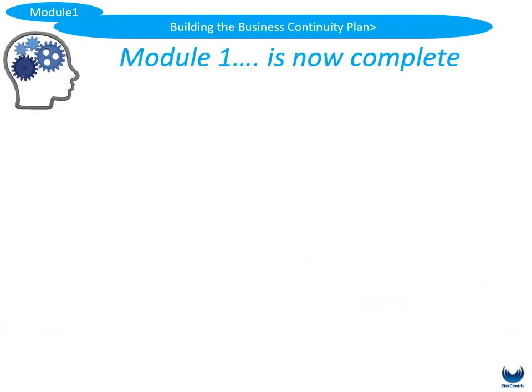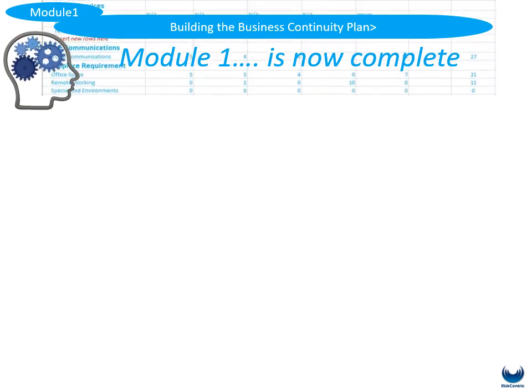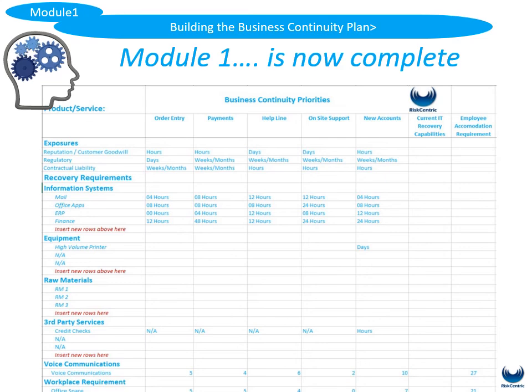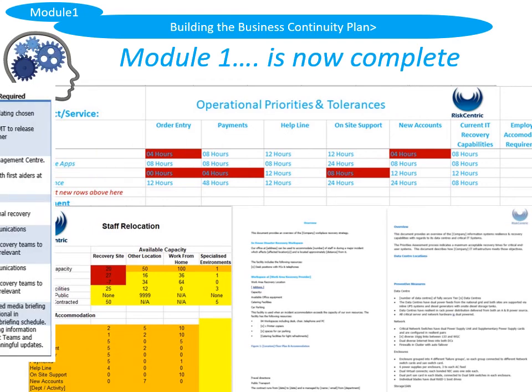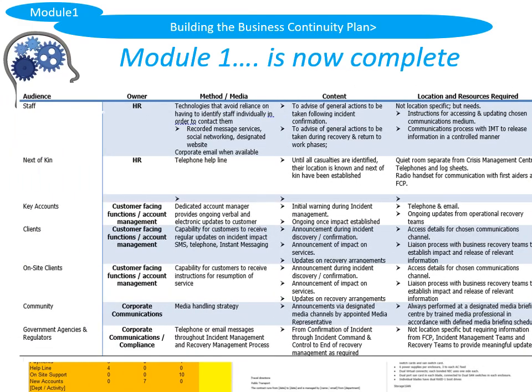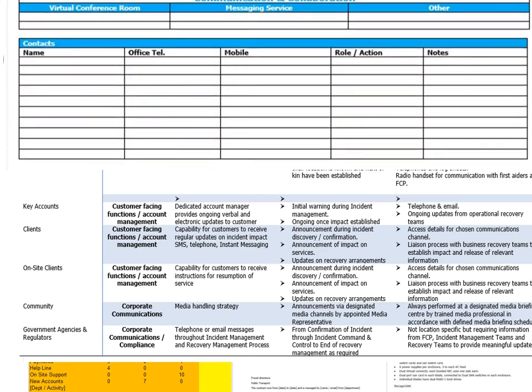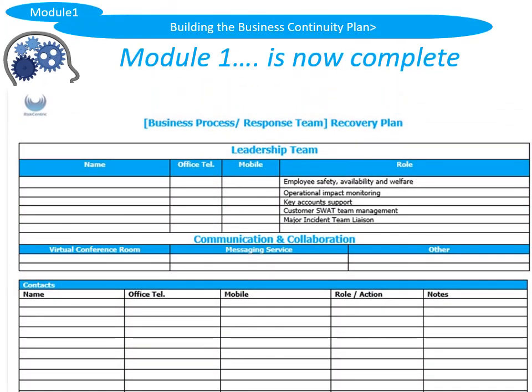That's the end of Module 1, Building the Business Continuity Plan. We've walked through the process of creating a business continuity plan stage by stage. We've established our priorities and tolerances. Based on these, we have built basic capabilities to recover the organization's infrastructure in terms of voice communication, information systems, and the physical workplace. We've created communications plans so that we have the right medium of communication for the right audience at the right time, and we have created brief, concise plans for specific activities and processes.